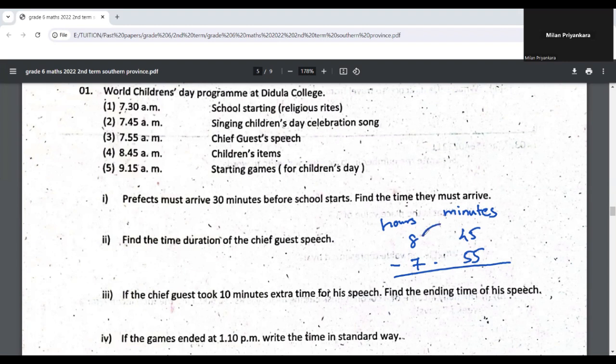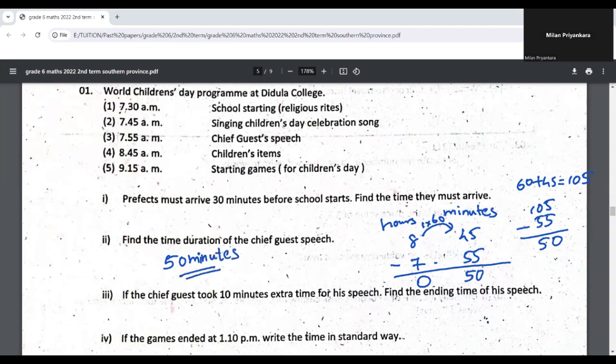45 minus 55 is not possible, so you take 1 from here. 1 hour means actually 60 minutes, then 60 plus 45 is 105. So 105 minus 55 gives 50 minutes. Now you took 1 from this 8, and it has become 7, and 7 minus 7 is 0. So the answer is 50 minutes. The chief guest speech is going to take 50 minutes.